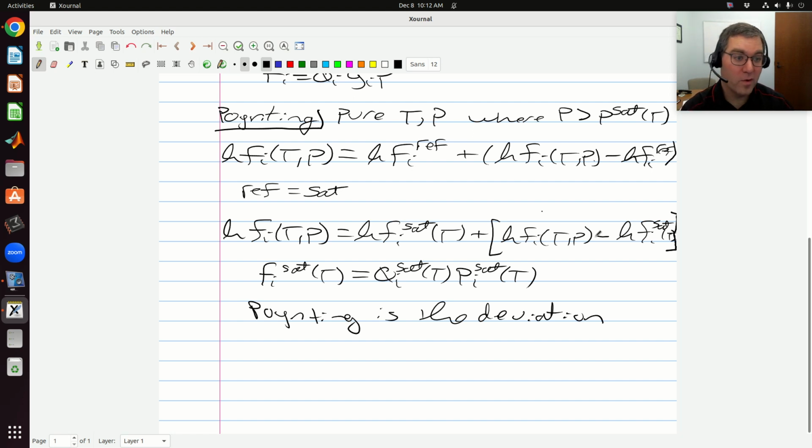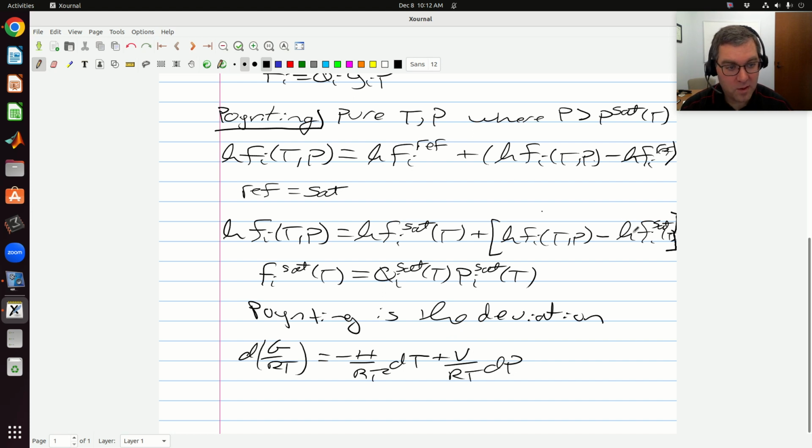That's equivalent to 1 over RT times the Gibbs free energy at my state of interest minus my Gibbs free energy at saturation. If I want to compute that difference, the key was that I'm at the same temperature, so the differential of G over RT, now I need to try and remember it. If I were to integrate that, I'd get a difference in G's. So I believe it's negative H over RT squared dT plus V over RT dP. But if these two states are at the same temperature, dT is equal to 0, and so I just have that the differential of G over RT is equal to V over RT dP.